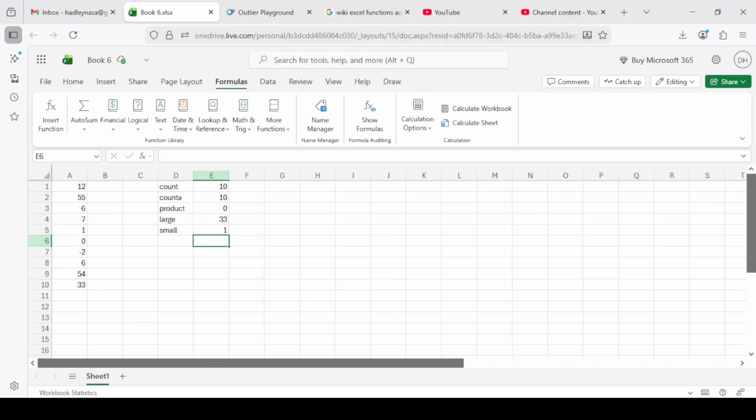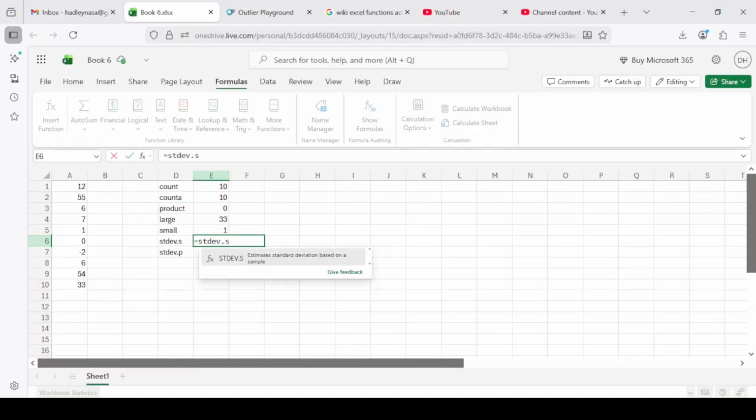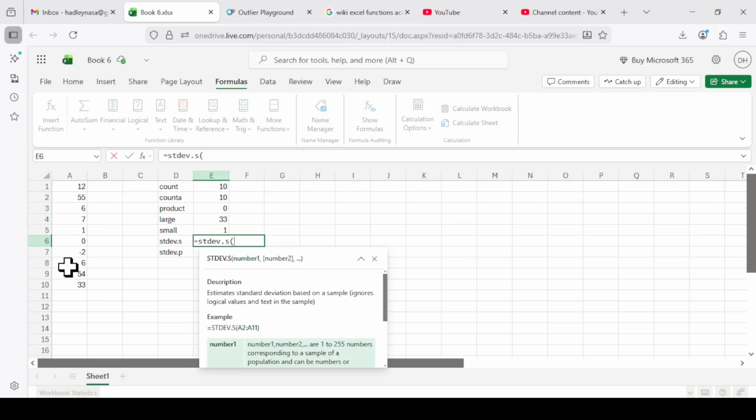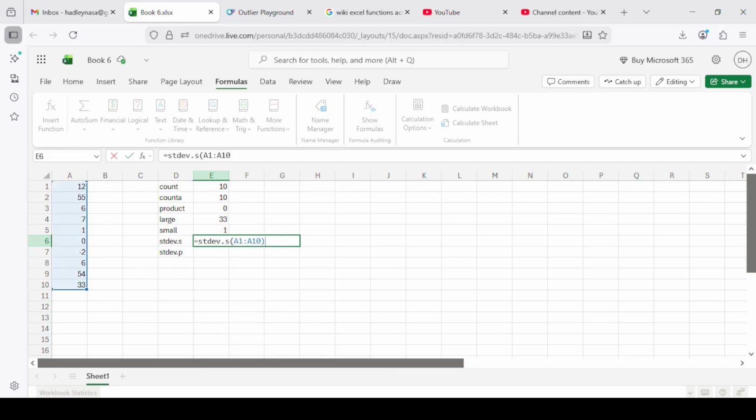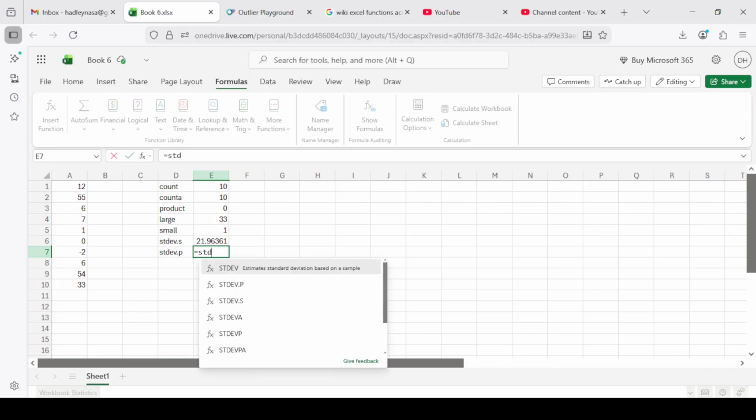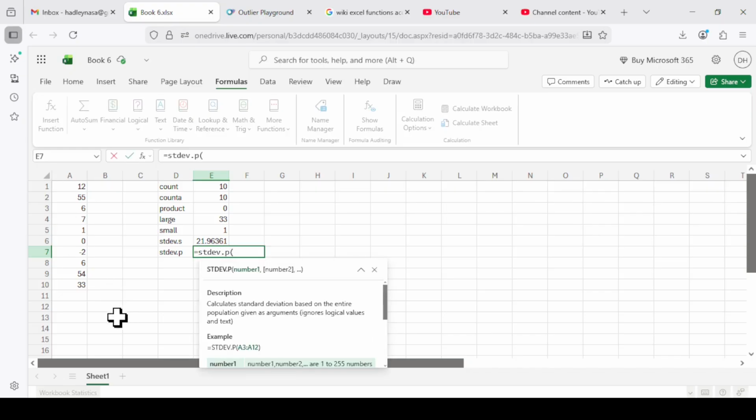Next we have standard deviation. So we have 2 types. We have STDEV.S and STDEV.P. The difference is sample or population. If you understand statistics, you'll understand that STDEV.S, and then of course our numbers, will give us our standard deviation. And the math is just slightly different if it's population data. So just for example, STDEV.P for population.